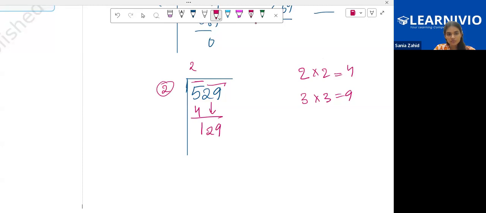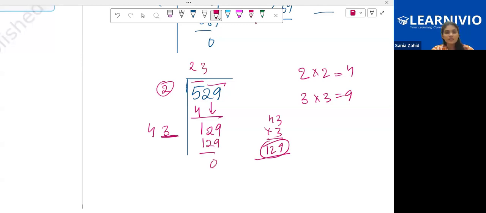Double it. You get 4, right, when you double it? Yes. Then you have to write one number over here to get 129. What will be that number? If I write 3 over here, I get 43 into 3 gives me 129. Okay. So your answer is 23.